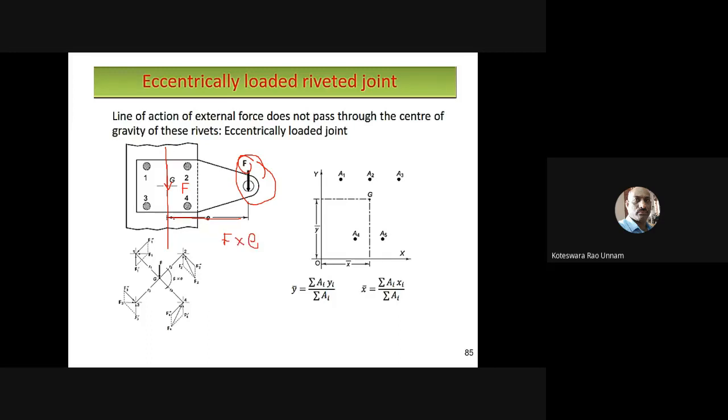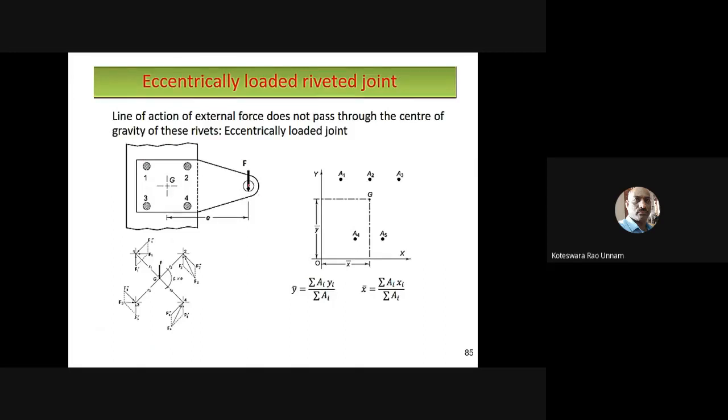In which direction is it going to act? In the same direction as your applied load. So therefore you have two things: a direct force F and a moment F into E. Now if I look from the rivet point of view, is this moment going to be a bending moment or a twisting moment? I want to identify that. Any guess what type of moment it is? Whether it is going to create a twisting moment or a bending moment in these rivets.